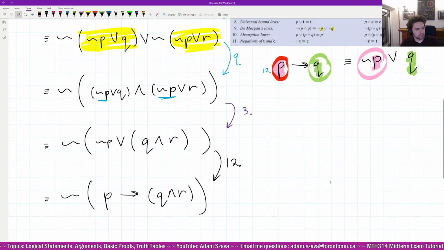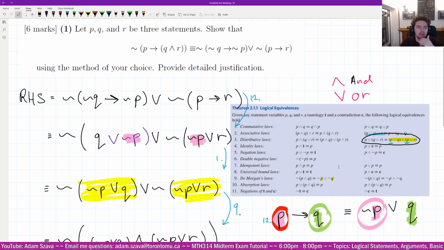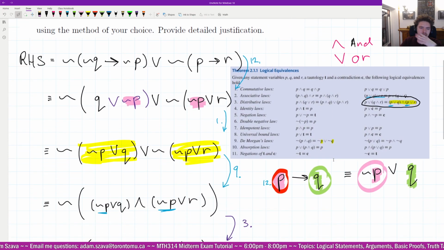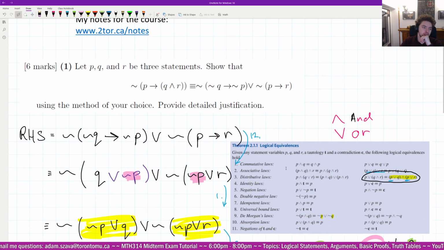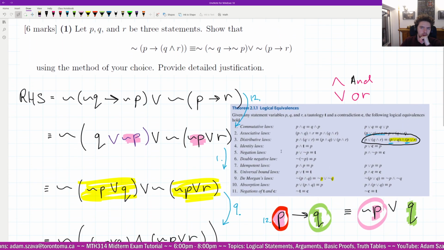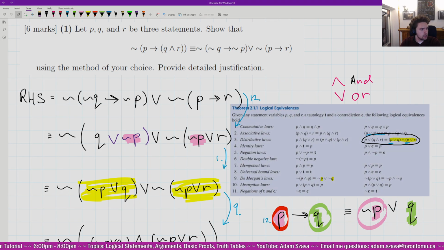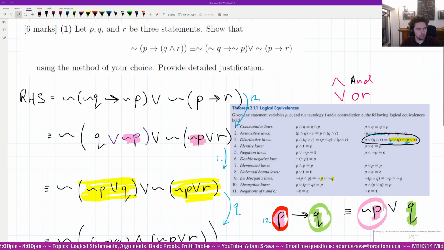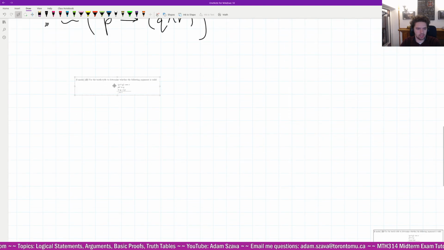Okay, someone said scroll down, so I'm going to scroll down there. Okay, so that's that question. There's detailed justification. Of course, you could use a truth table. I don't particularly want to spend the time doing that, but you could. And that's that. The next question is a truth table question. So let's do it. And then hopefully that explains why you would use it here.